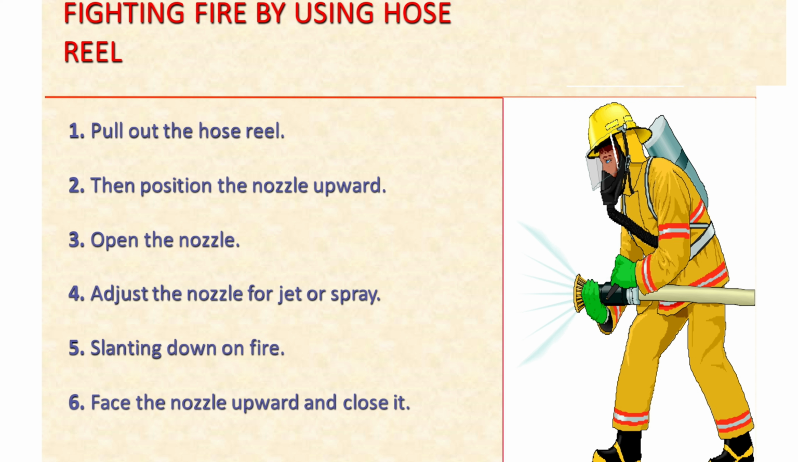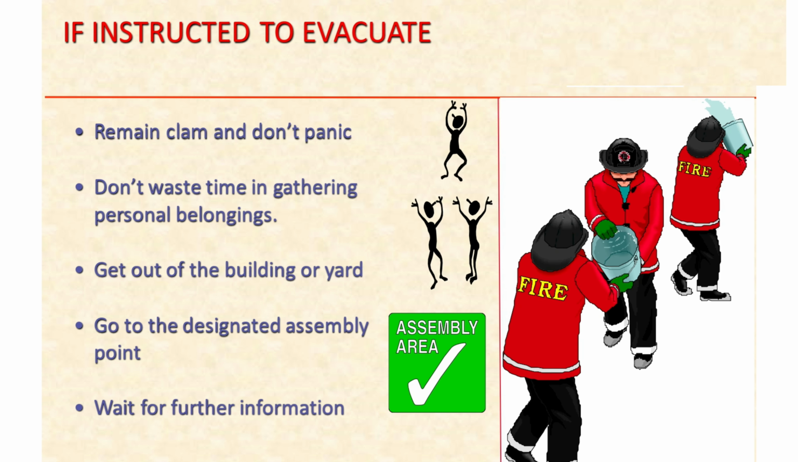Fighting fire by using hose reel. 1. Pull out the hose reel. 2. Then position the nozzle upward. 3. Open the nozzle. 4. Adjust the nozzle for jet or spray. 5. Slanting down on fire. 6. Face the nozzle upward and close it.